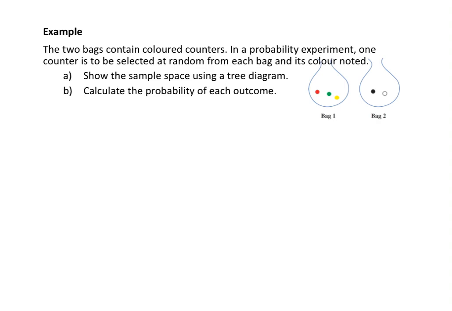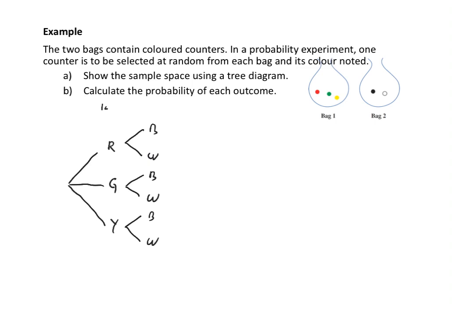So to do that, we start off with the first bag. And in the first bag, I have three possible colours. So I need to draw a tree diagram with three options: red, green, and yellow. Then for my second bag, I've got a black and a white. So if I draw a red from the first bag, from the second bag, I could then draw a black or a white. If I'd done a green from the first bag, I could still do a black or a white from the second bag. And if I'd done a yellow, again, I could draw a black or a white.